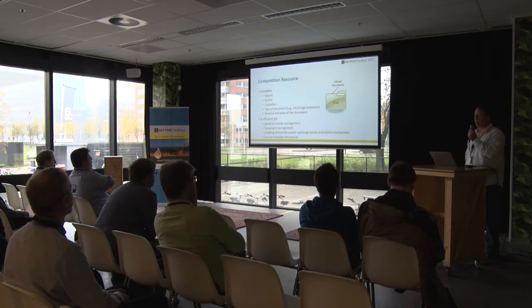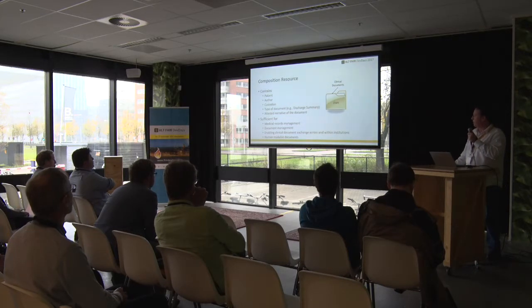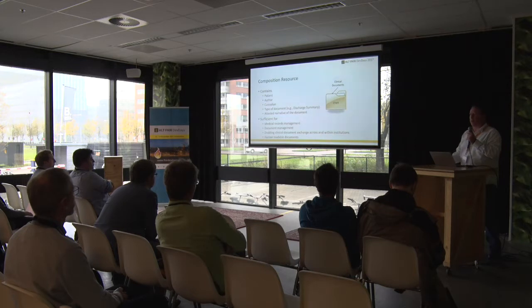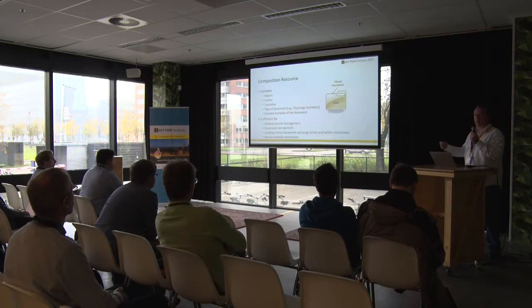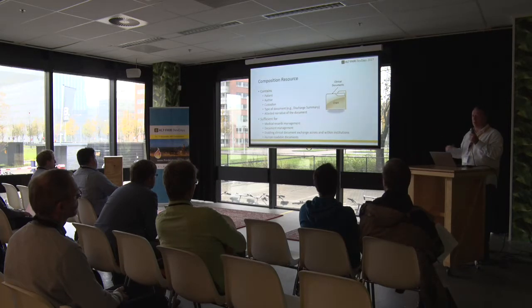Let's go into the composition resource a little bit. So the composition resource, again, contains information about the patient, the author, the custodian, the type of document. You can think of this as sufficient for medical records management, for document management, for being able to look up documents quickly. So the composition resource has a lot of search parameters. So you can search based on patient, you can search based on the LOINC code or the document type of it. You can search by all sorts of things to quickly find the documents you're looking for.